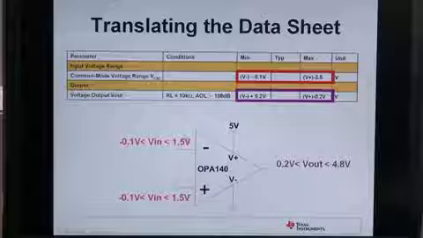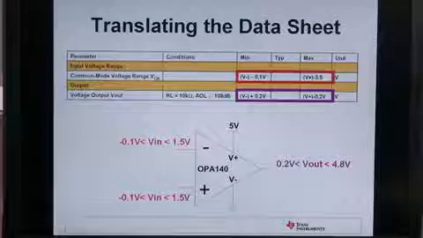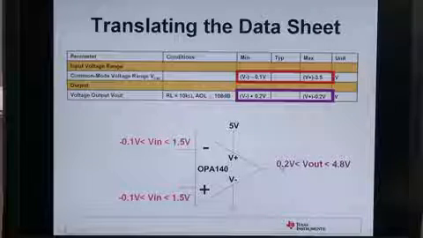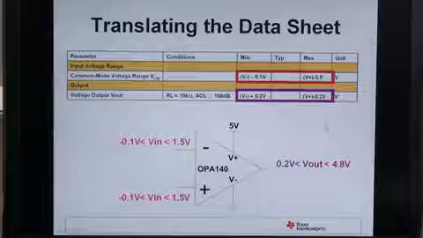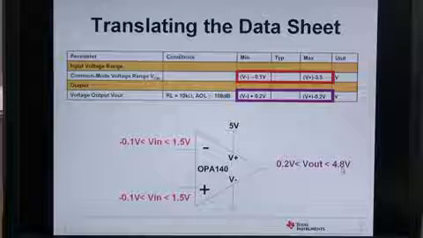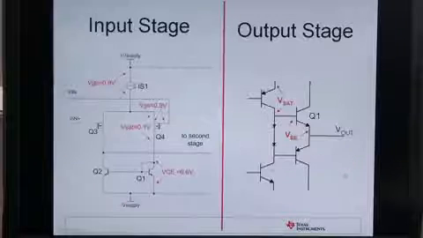The output swing is given here, and it's the same kind of method relative to the supplies. In this case, the negative supply plus 0.2 is 0.2, and the positive supply minus 0.2 is 4.8. Going below 0.2 or above 4.8 will cause the output to be nonlinear or clipped.